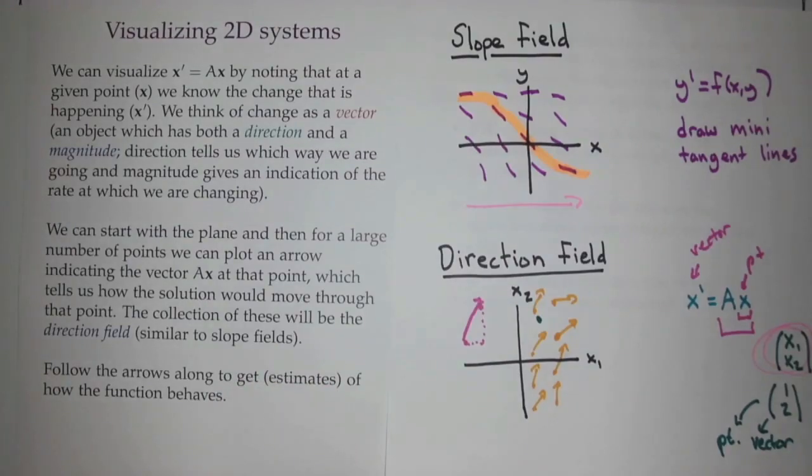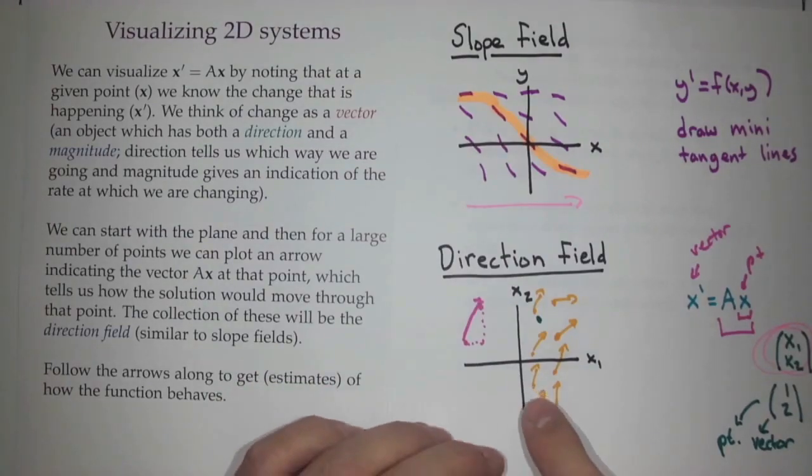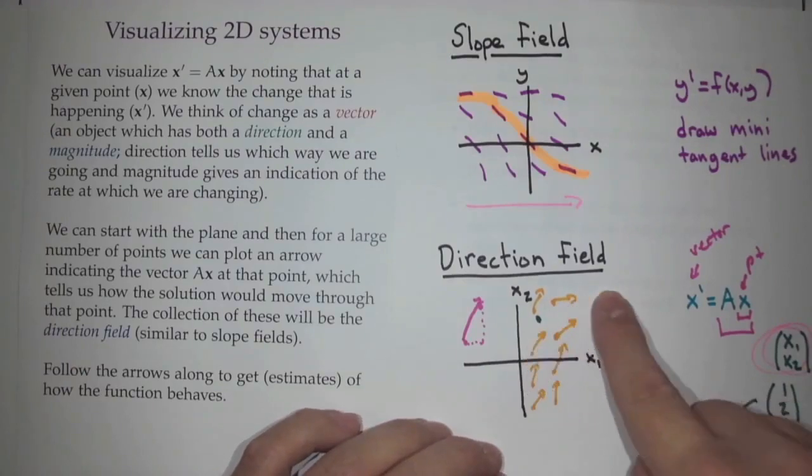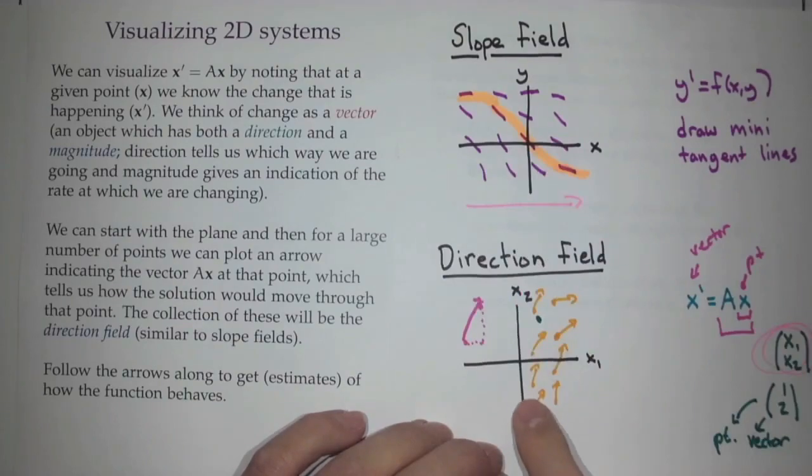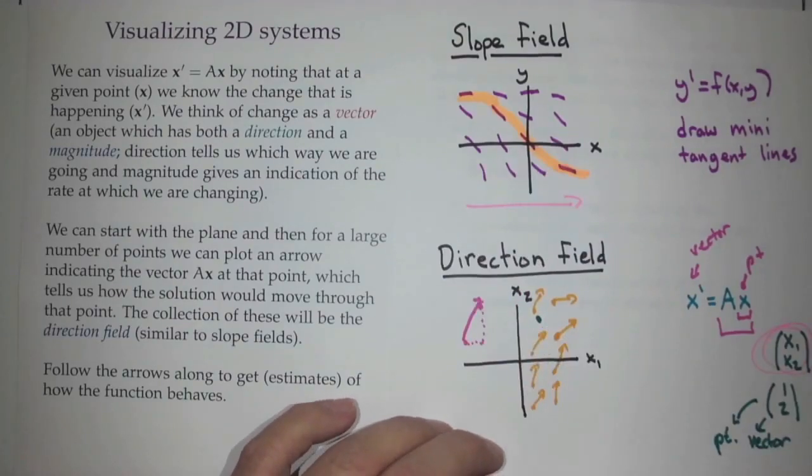All right. But once we have our arrows, we just do what we did before. Follow the arrows. And that tells us what solutions will look like. It's the same philosophy. Now we just have to add in the directions.